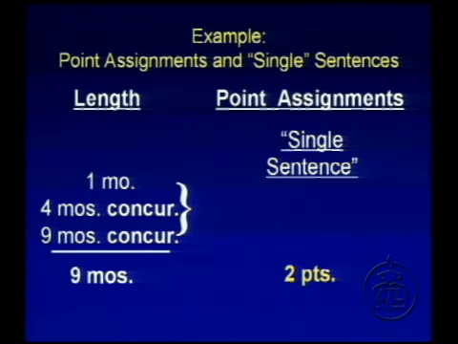In this first example, you can see the three prior sentences: a 1-month sentence of imprisonment, a concurrent sentence of 4 months of imprisonment, and another concurrent sentence of 9 months of imprisonment. Now, the guidelines instruct that for concurrent sentences, we are to look at the longest sentence imposed, which in this case is 9 months, and under Guideline 4A1.1(b), that would result in the assignment of 2 criminal history points for this group of prior sentences.